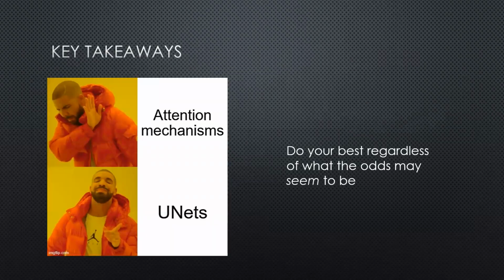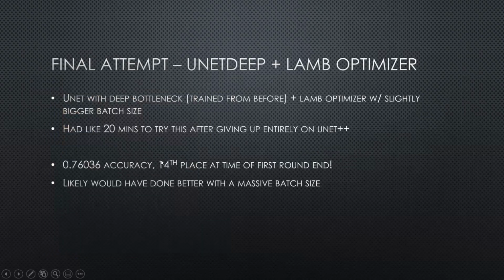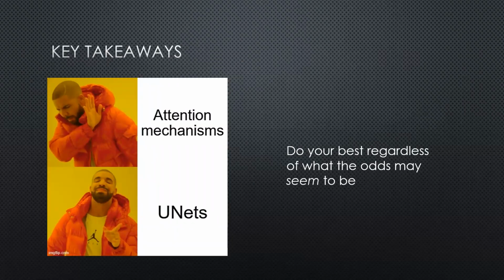So key takeaways: attention mechanisms are hard to deal with, but UNets get you to the goal much faster. And also, given what your circumstances are, you should try your best, regardless of what the odds might be. I had a week and a half to do all this, and at the beginning, basically nothing was working with my perceiver stuff, but I still managed to get 14th place at the time of the first round end. So I'm like, okay, I'll accept that.